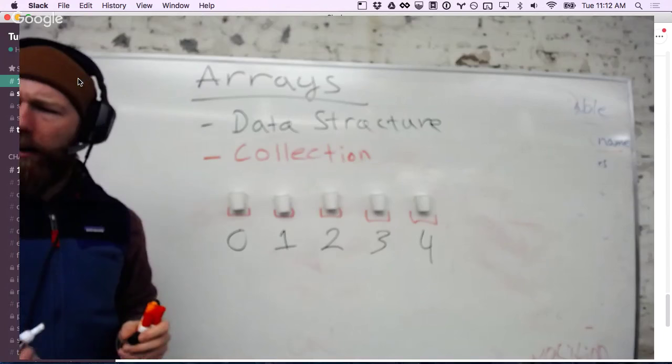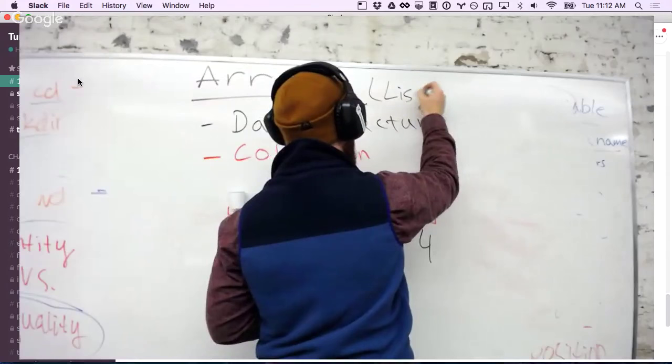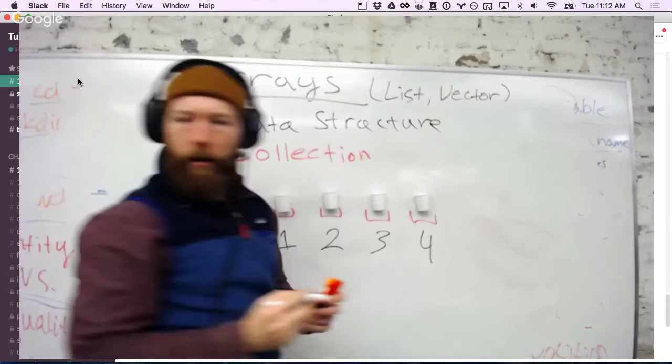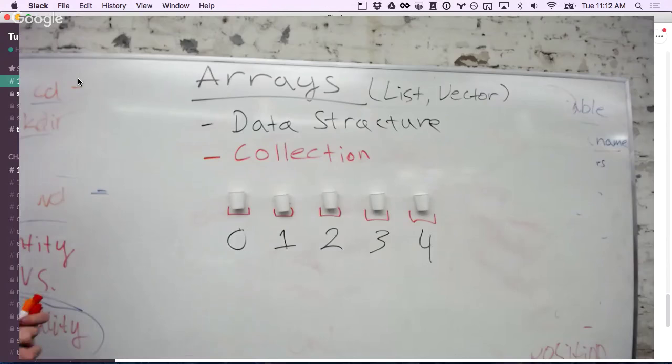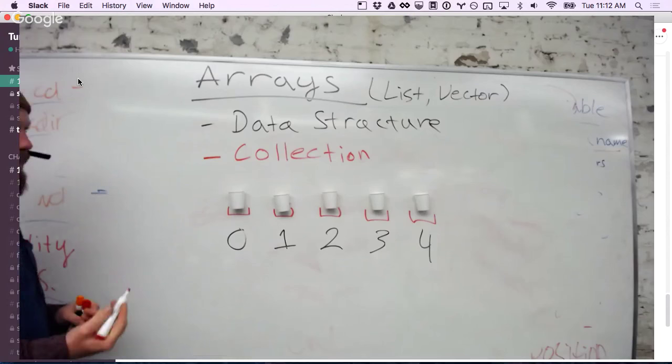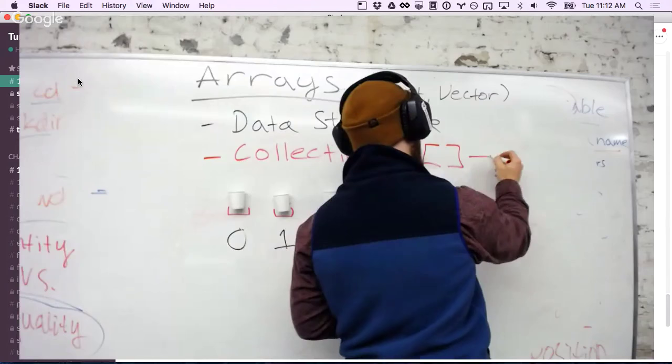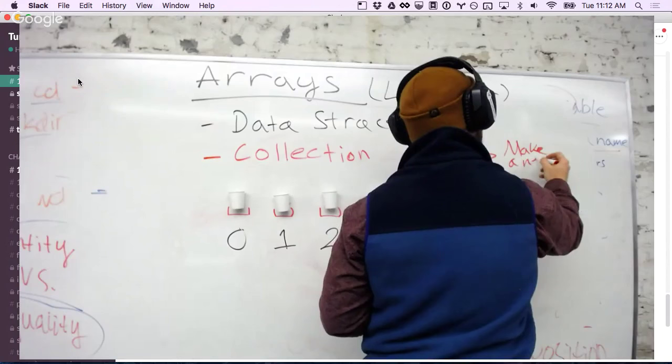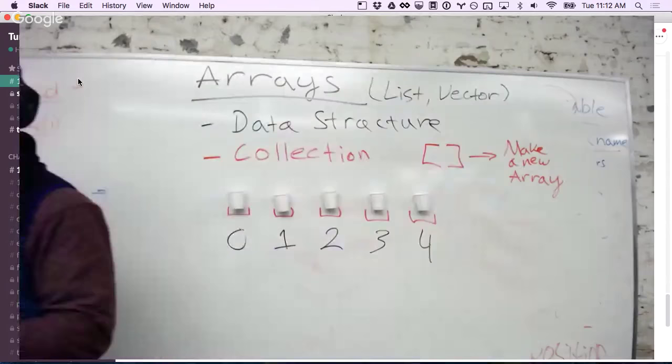Sometimes it might be called something else in another language, perhaps a list or a vector. Those are common other terms for similar data structures you might encounter in other languages, but in Ruby, we call it an array. The quick and dirty syntax is pretty easy. We use square brackets to indicate an array, which says make a new array. And so we can just demo that in IRB real quick.